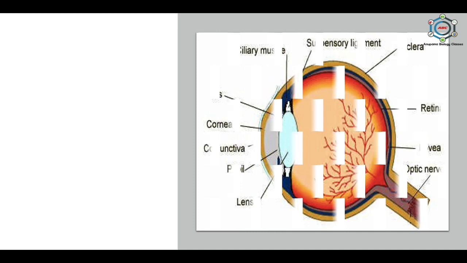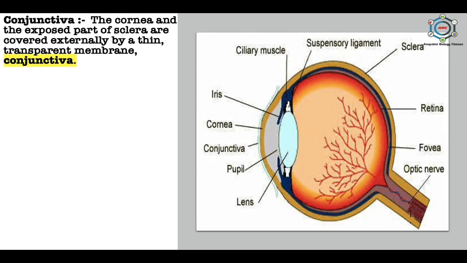Next is conjunctiva. The cornea and the exposed part of sclera are covered externally by a thin transparent membrane that is known as conjunctiva. In the picture, you can see the structure of conjunctiva. It has conjunctival glands, which is the portion that contains mucus for moistened eyes. Failure or malfunctions of this gland might result in serious pain and itching. Conjunctiva also protects cornea. Now, the second part, that is the vascular coat.